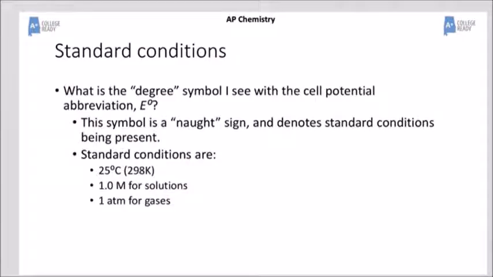Now, standard conditions: every time you see this, it looks like a degree symbol, like degrees Celsius, but it's really pronounced naught, and it means standard conditions. So when you look at standard reduction potential charts, they will tell you this was 1 molar solutions at 25 degrees Celsius, and that's why those pieces of information will be given, because that naught symbol does indicate that specific lab temperature, that molarity for solutions. And if we had gases, they would be at a pressure of 1 atmosphere.